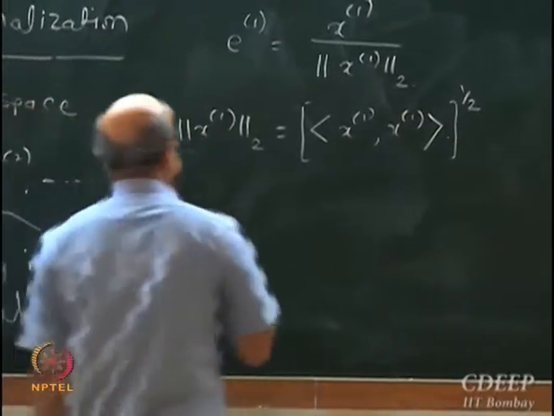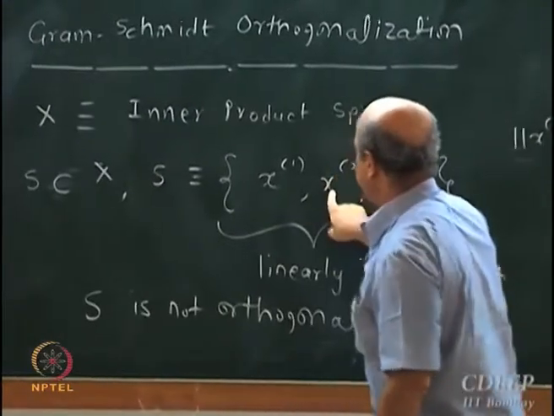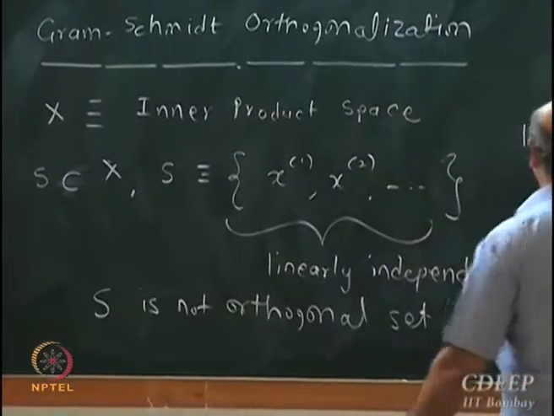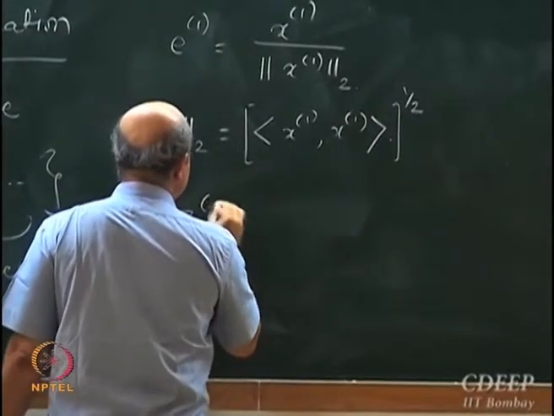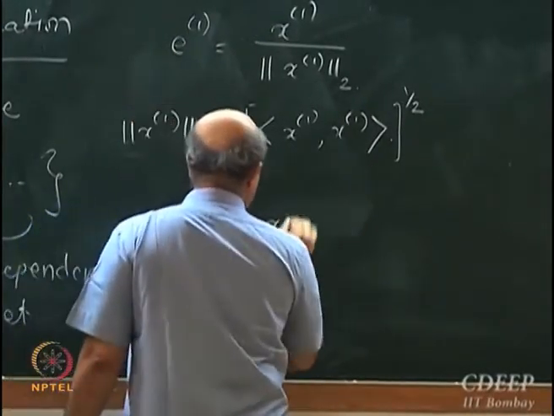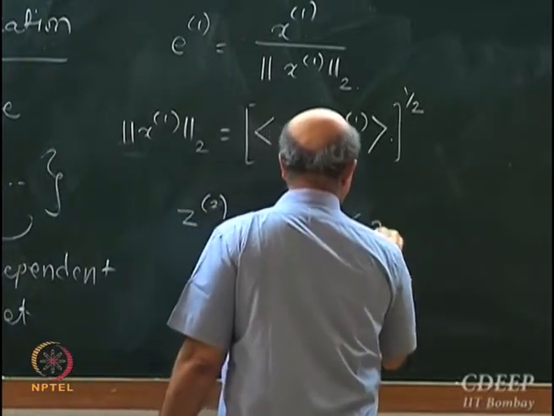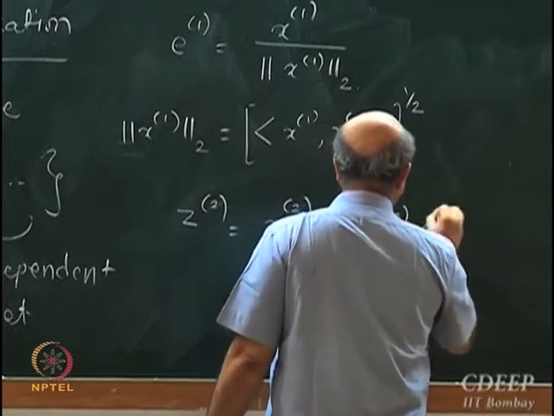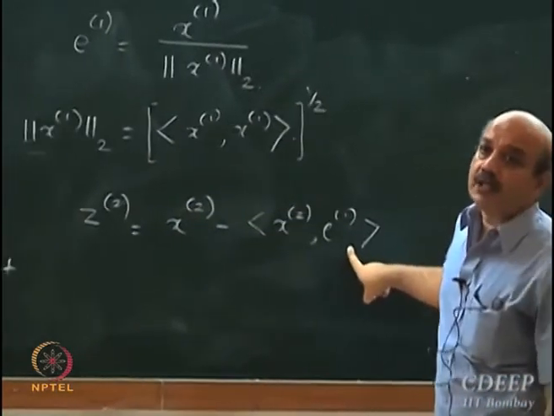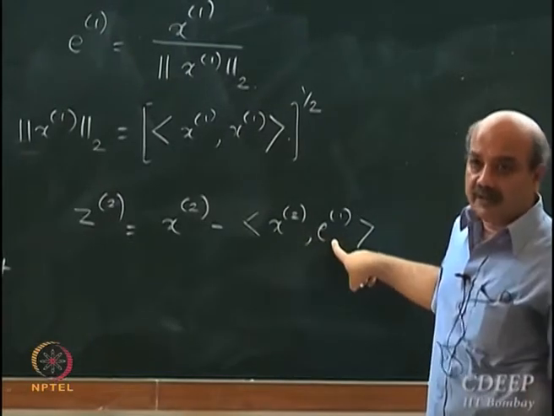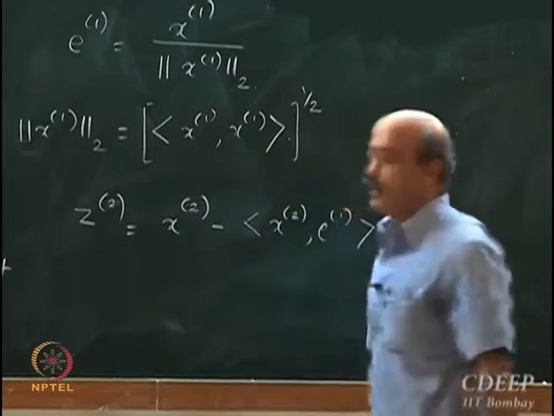So what is my first thing? First thing is I pick up now this vector x2 here, and then I create a vector z2 which is x2 minus the inner product of x2 and E1. So this gives me the component of x2 along E1, times E1.